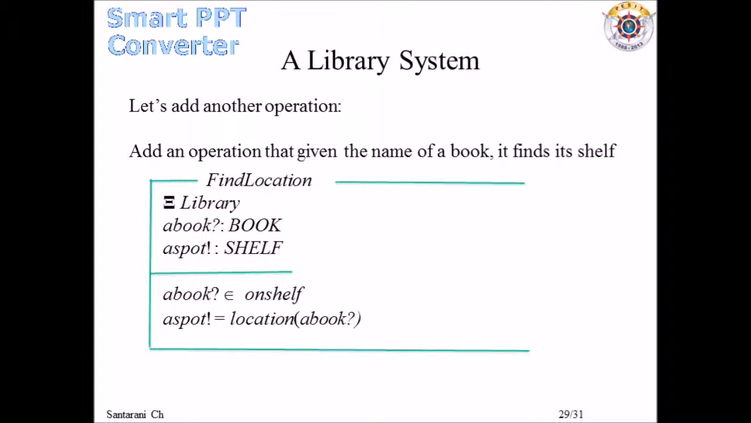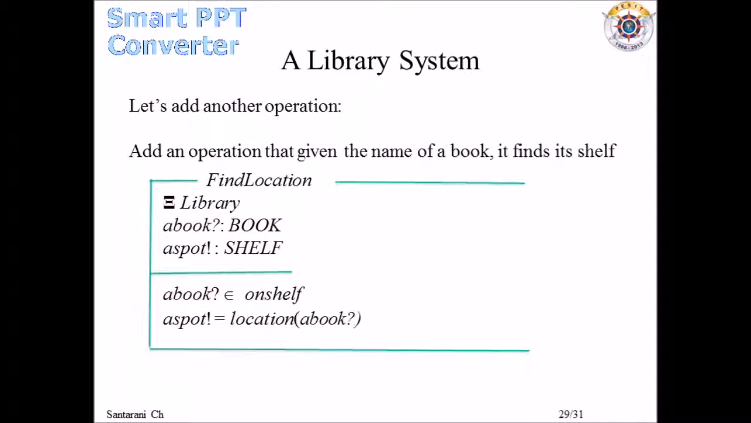In addition to adding that book location pair, we can add another function that, given the name of a book, finds its shelf. So where to find, given a book, where it is located. FindLocation to the library. It does not make any change to the library. We simply have to find where the book is.